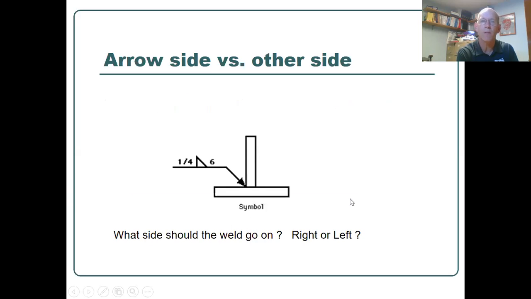All right, so now let's take a look at this one. Got a few other numbers there. Don't worry about them right now. Arrow side or other side, the symbol is on the top of the line. Is that arrow side or other side? So then when we put this weld in here, is it going to go to the left or to the right? So make your guess.